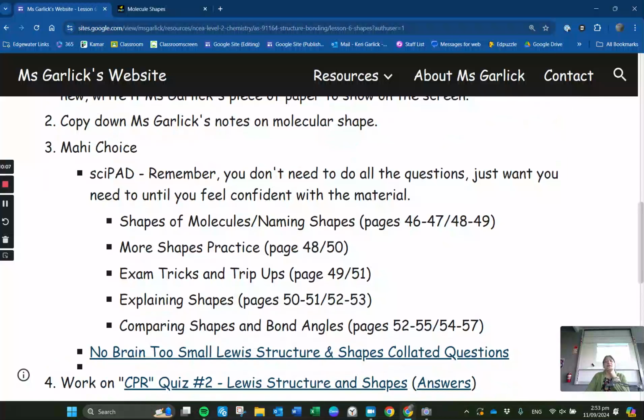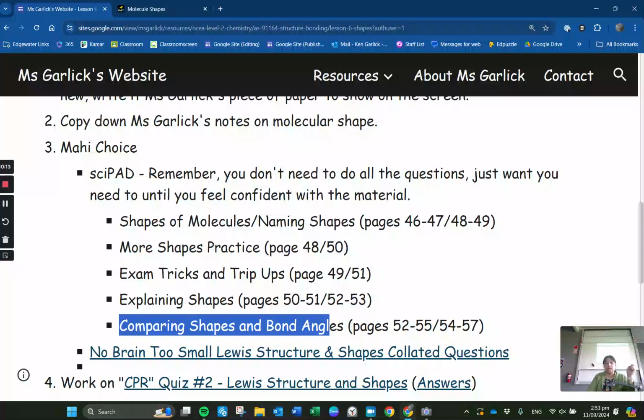Okay. So there's a really good SciPad page that compares the shapes and the bond angles. It does give a scaffolded answer of what the different layers are. What you need to be mindful of is that the Lewis structure is crucial, because if you get the Lewis structure wrong, it snowballs and you get the wrong shape. When they ask this question, they often ask you to compare and contrast bond angle and shapes. Be mindful of how you are layering your answer.